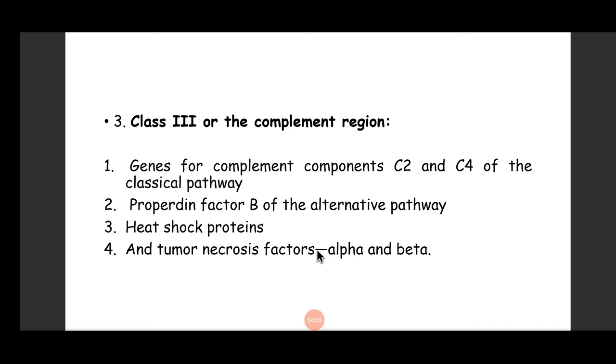The class 3 molecules are genes also present in the same area on chromosome 6. They are responsible for the production of some of the complement proteins in the classical pathway like C2, C4, and properdin and factor B in the alternate pathway, heat shock proteins, and tumor necrosis factor.